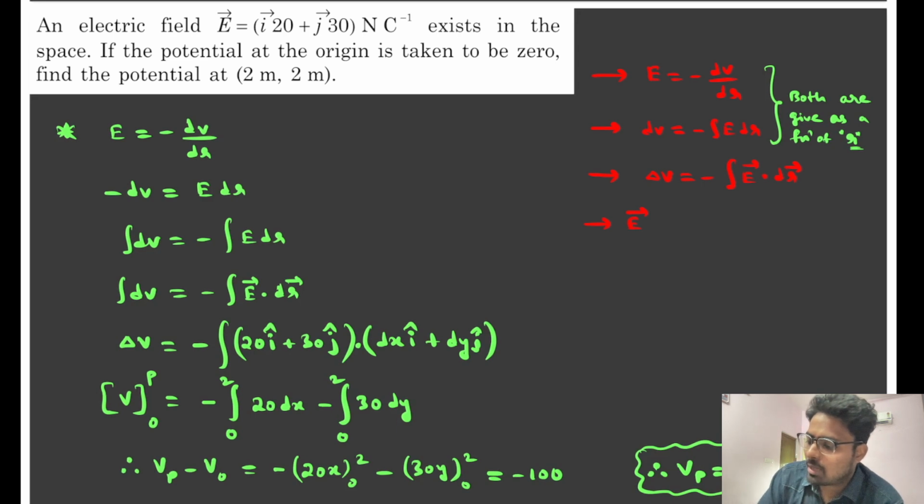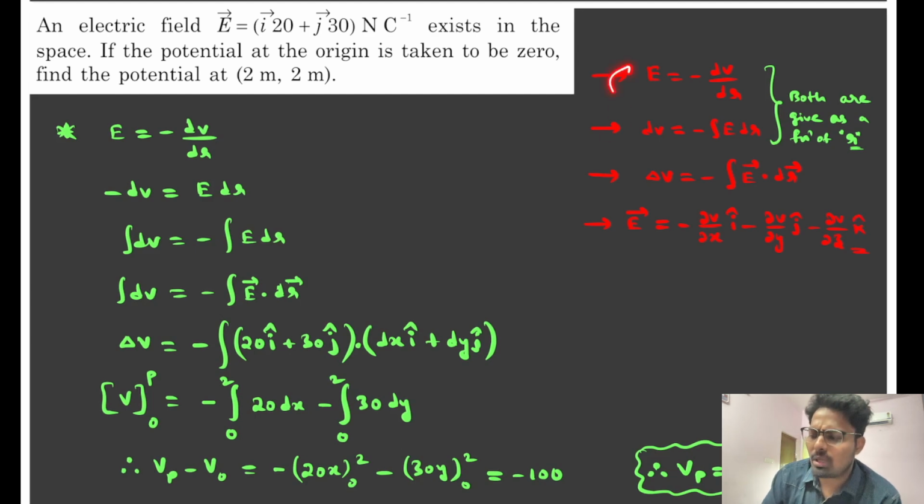And the next 2 formulas are used when electric field is given in vector form, or I want the electric field to be in vector form. This is finding potential difference when electric field is given in vector form, and this is finding electric field when potential is given as a function of R. Then the formula you'll have is minus dou V by dou X I cap, minus dou V by dou Y J cap, minus dou V by dou Z K cap. Dou means partial differentiation.